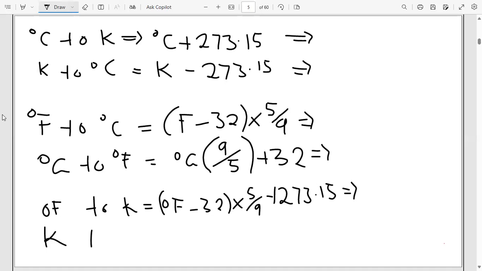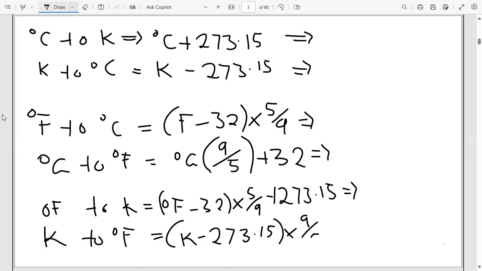Then from Kelvin to degree Fahrenheit, you're going to say this is your temperature in Kelvin minus 273.15 multiplied by 9 over 5 plus 32. So if you look at the changes from degree Celsius or degree Fahrenheit to Kelvin and Kelvin to degree Fahrenheit, it's the same as first you have to move from the temperature scale of Kelvin to Celsius, then you convert the degree Celsius to the Fahrenheit.